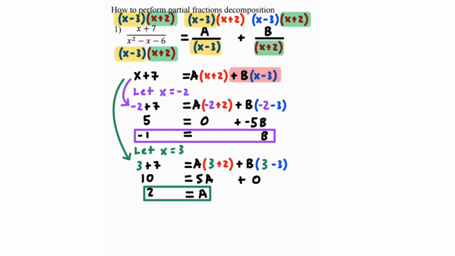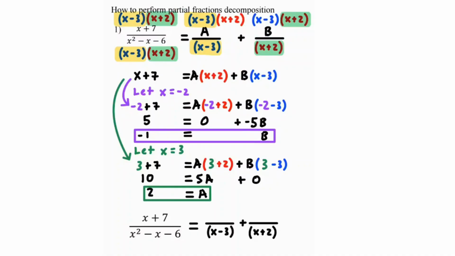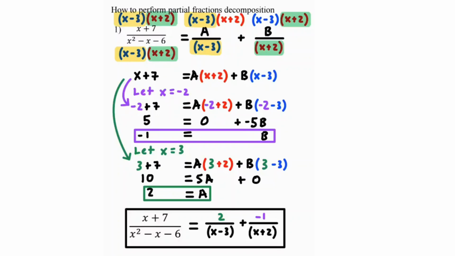So notice that if we choose particular x values, you make the problem much easier to solve. Since we have a and b, the last step is to write the partial fraction decomposition. So we have x plus 7 over x squared minus x minus 6 is equal to a over x minus 3 plus b over x plus 2, where a is 2 and b is negative 1. And that is our partial fraction decomposition.